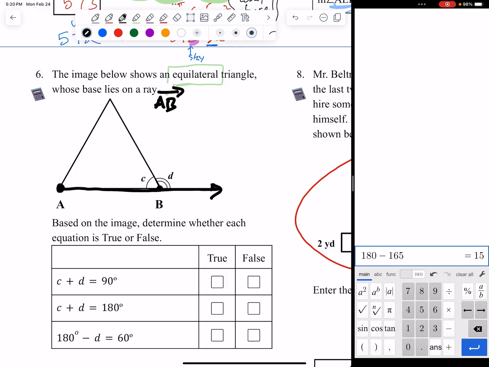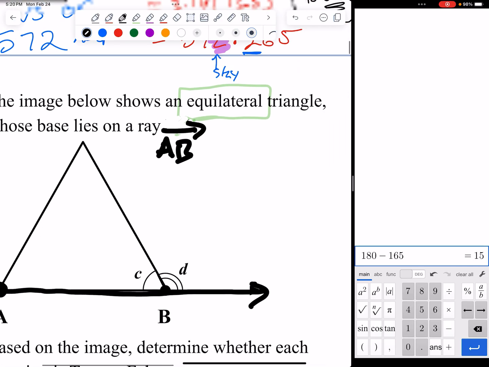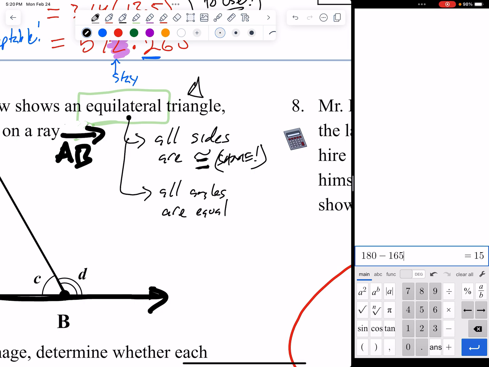All right, so let's look. You know what we said, though? I said earlier, is there a way we could just find all the measurements? One of the things that's really special about this triangle is that it's an equilateral. Equilateral triangles tell me that all sides are congruent. What's special about congruent is that they are the same. And it also tells me that all angles are equal, aka the same. They're congruent.